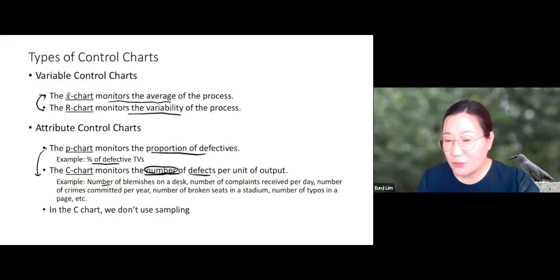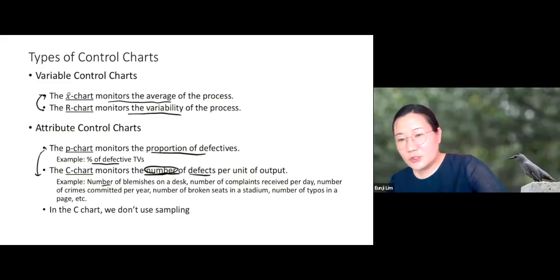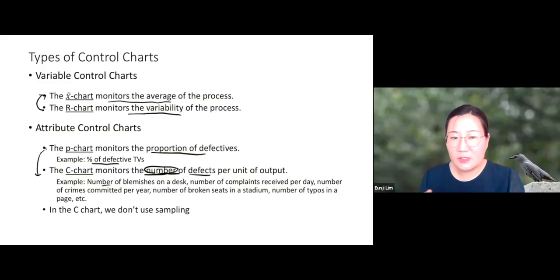And one thing that distinguishes the C chart from the rest of the charts is that we're not going to sample. In the C chart, we're going to count all the number of defects per unit of output. But in the rest of the charts, we're going to sample some of the observations. And we're going to use the sampled data only.